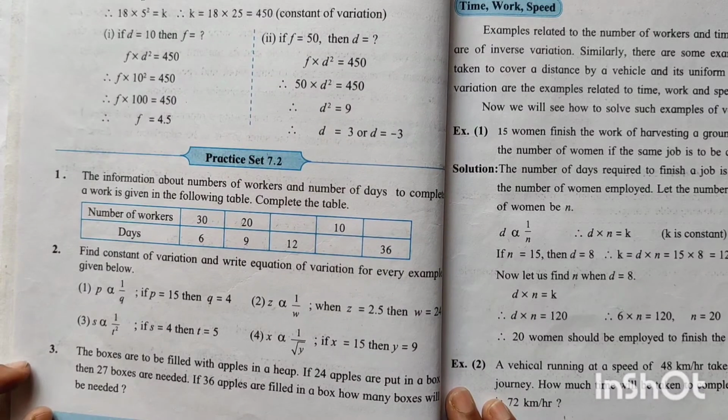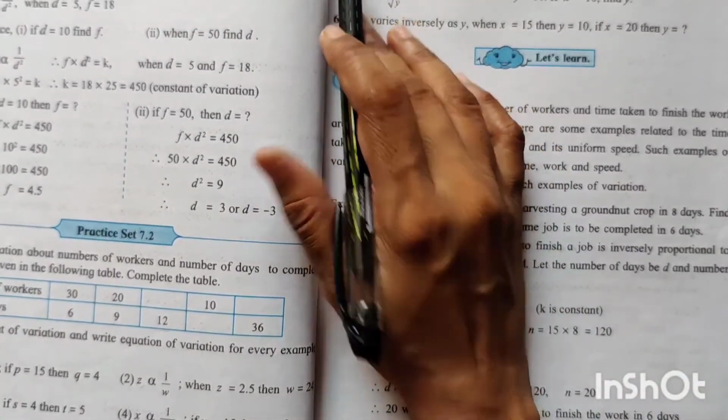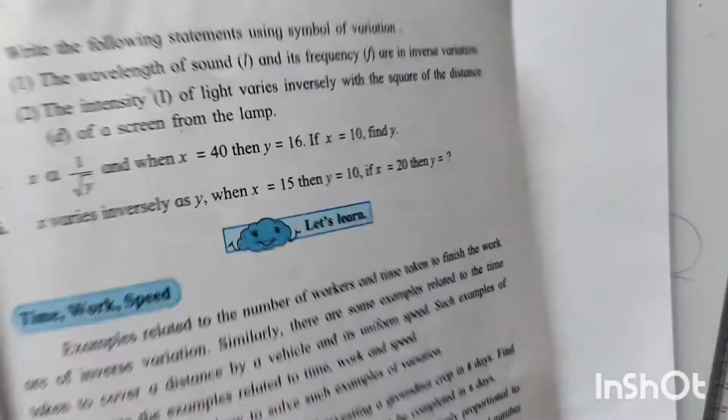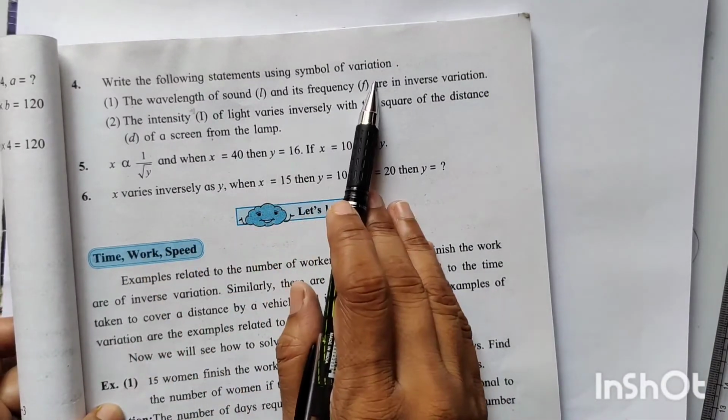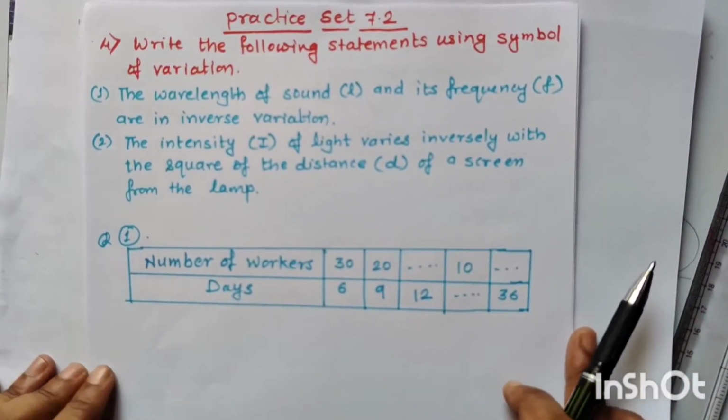Practice set 7.2, there are 6 questions. So we will first see the fourth question, question number 4. Question number 4 is, write the following statement using symbol of variation. So let us see how to write by using the symbol of variation.